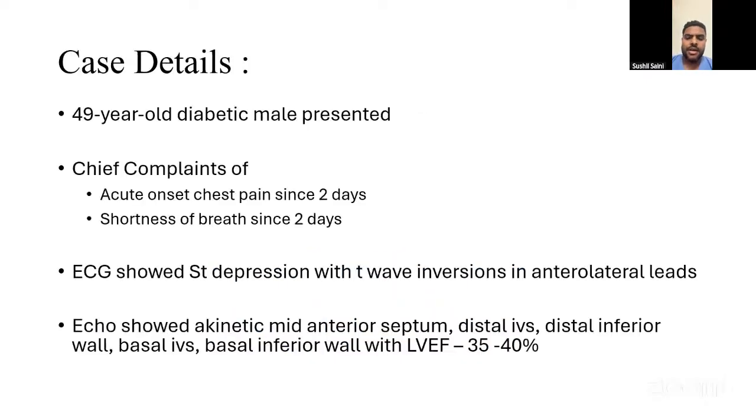Next slide, please. So he was a 49-year-old diabetic male who presented with acute onset chest pain since 2 days and shortness of breath since 2 days. There was ST depression in the ECG in anterolateral leads, and echo showed LAD territory with LCX involvement, with 35 to 40% ejection fraction. So here is the coronary angiogram. Next slide, please.